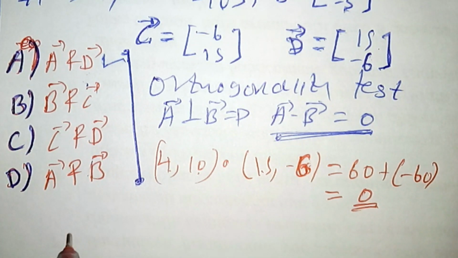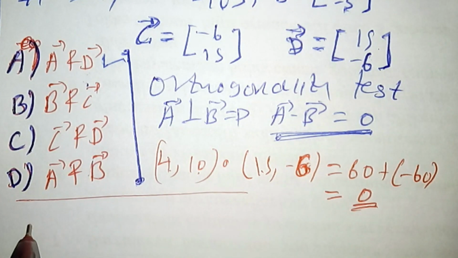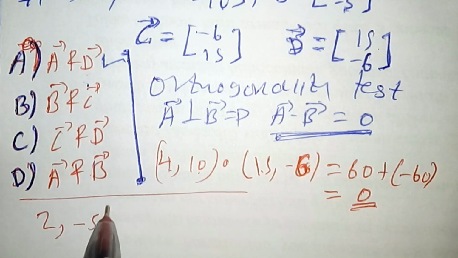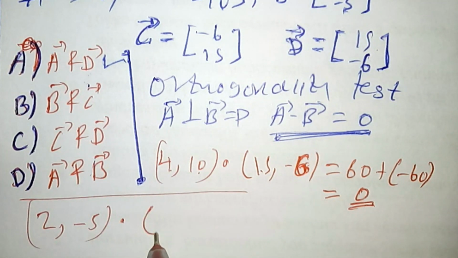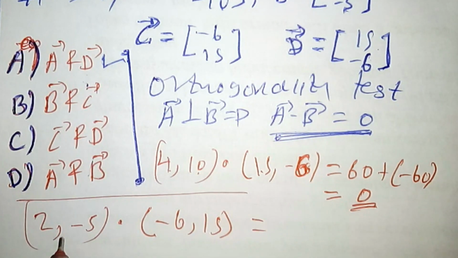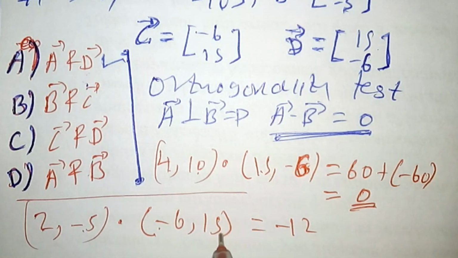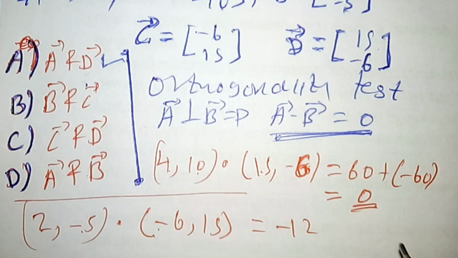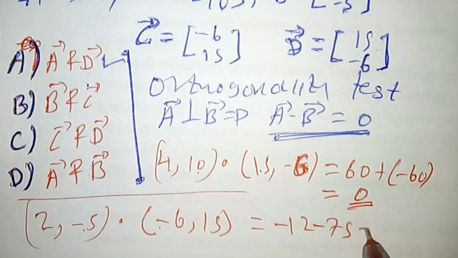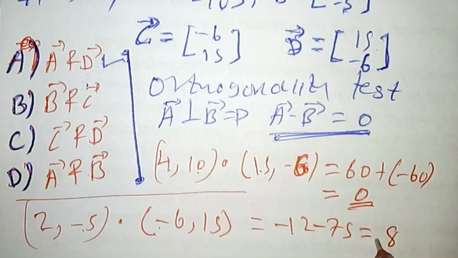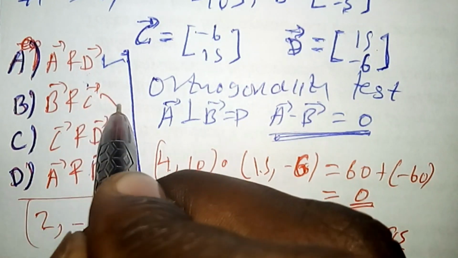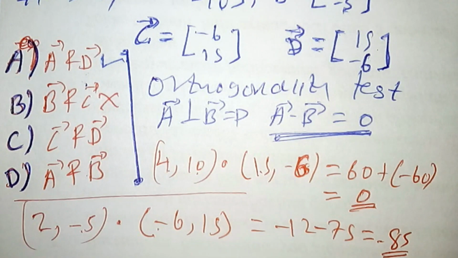Now we test for B and C. Vector B is (2, -5), dotted with vector C, which is (-6, 15). This equals 2 times -6, which is -12, plus -5 times 15, which is -75. So this is not orthogonal, it is -87, different from 0. So B and C cannot be orthogonal to each other.